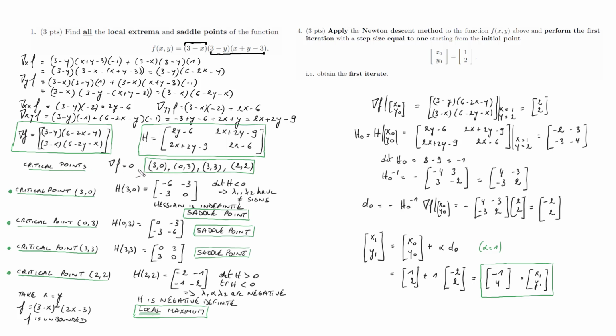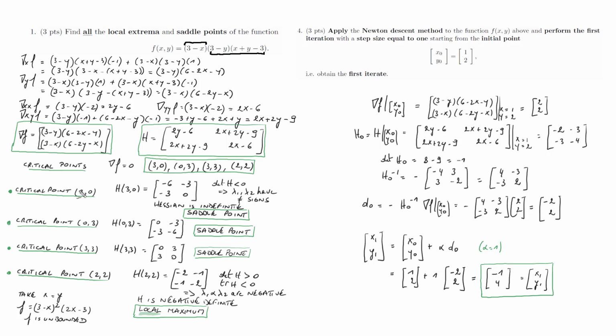For the critical points, you remember that you have to set the gradient to 0, and if you look closely, you will see that there are 4 solutions. These two here make these ones 0, right? This one over here makes these two 0, and if you take 2, 2, you will also make these two here 0. So you have 4 critical points, and based on information on the Hessian, you have to decide what they are, local extrema or saddle points.